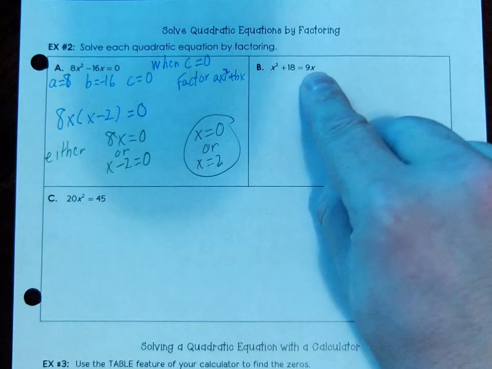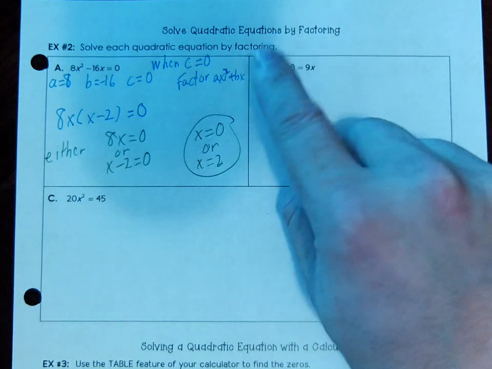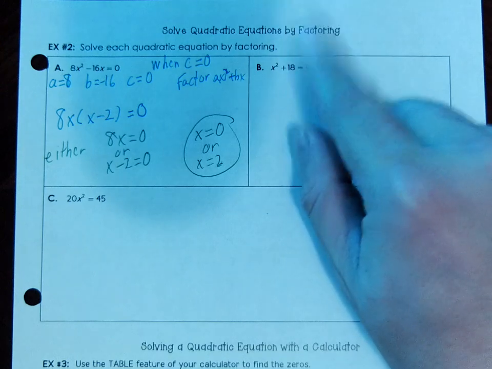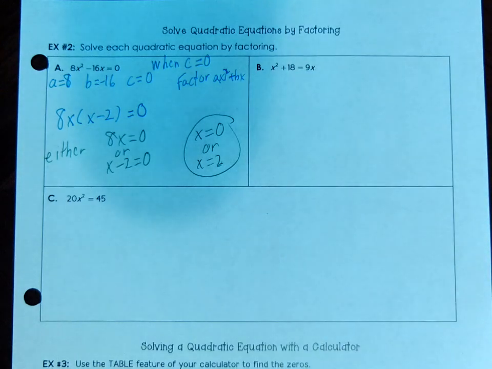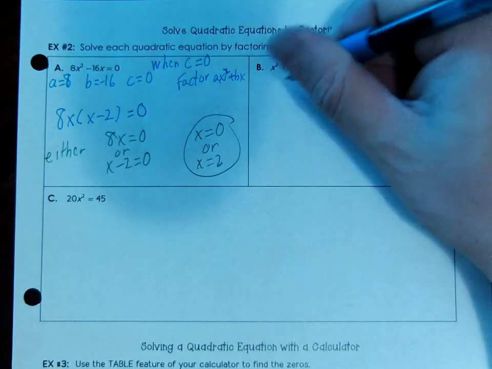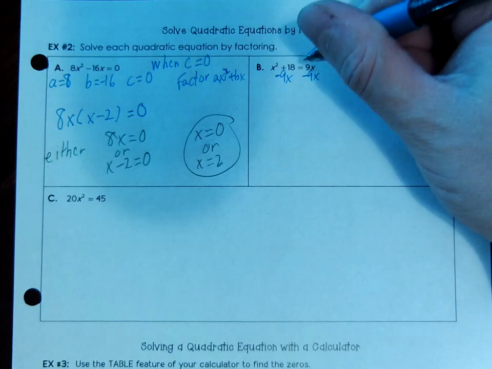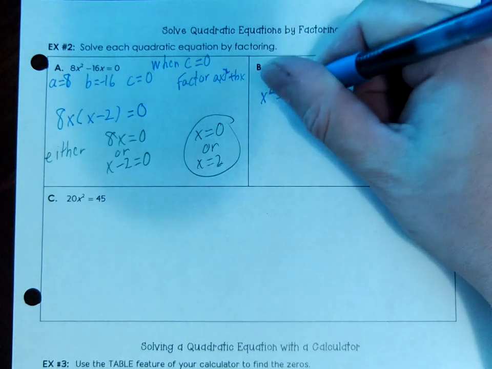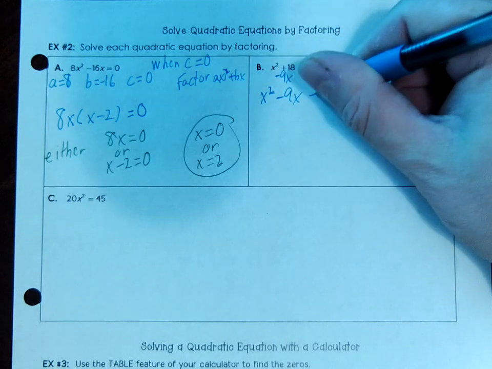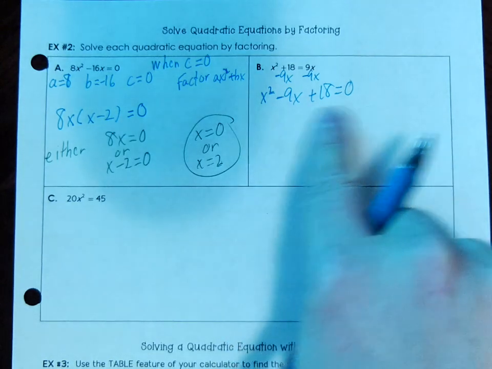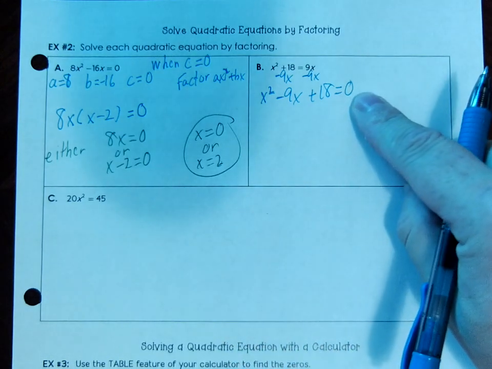Alright, this next one, notice that the b is not on the same side as a and c. We have to have this set equal to 0 as our first step. Get 0 on one side of the equation. That's step 1. So what I'm going to do here is take this 9x, move it over to the other side of the equation, and then identify a, b, and c. So now I can identify a, b, and c because we have it set equal to 0.